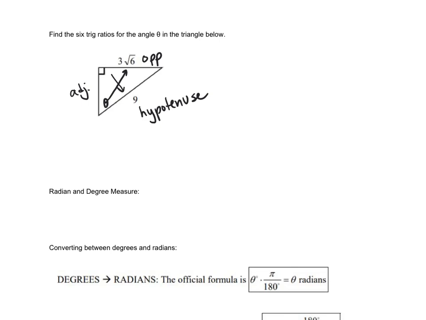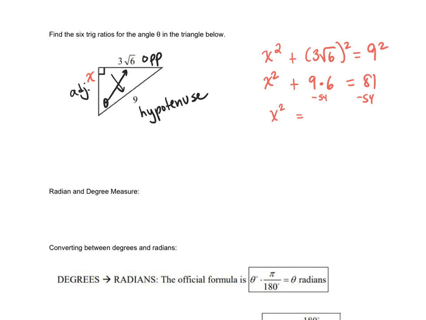Now, unfortunately, in this case, we do not know what the adjacent side is. So we'll call it x. But we know in any right triangle, the three sides are always related with the Pythagorean theorem. So x squared plus 3 radical 6 squared equals 9 squared. I can find x from this. So we get x squared, 3 squared is 9, radical 6 squared is 6, equals 81. So this is 54, so I'll subtract 54 from both sides. That's going to give me 27.